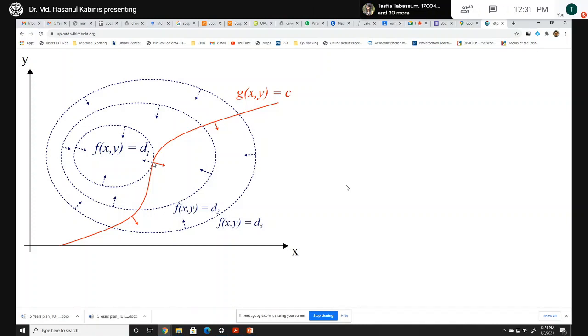Now you can see at this particular point, if I compute only the gradient of the function, it will point in which direction? It will point towards the maximum direction, right? That means this small arrow is basically showing you the gradient of this function f. And if I compute the gradient of the condition, the red line is basically giving you the gradient of the condition. So do you think that they are perpendicular to each other? Yes. But are they equal? No, of course not, right?